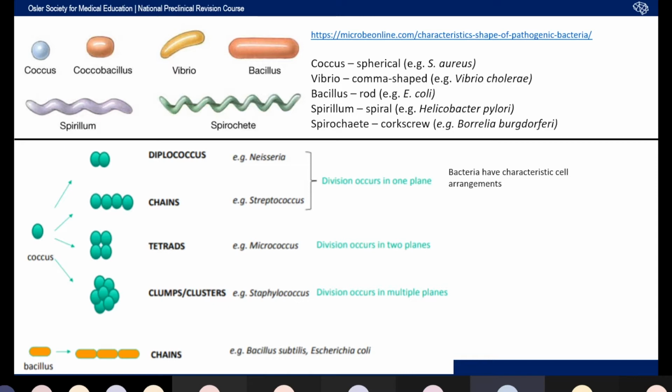Bacteria also have characteristic cell arrangements. Some will grow as chains, for example, strep, or some growing like clumps or clusters like grapes, like Staphylococcus species do. And then rods tend to grow in chains. So when identifying bacteria, this is the first thing you'll look at to try and figure out what it is.